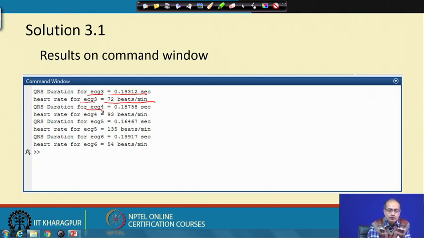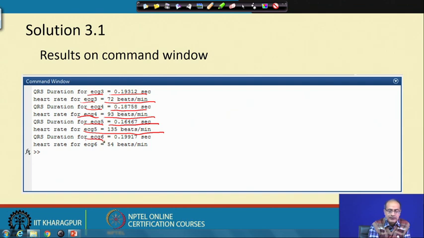For ECG 4, the QRS duration has reduced a bit, 0.18758. Corresponding to that, what is most surprising, the number of beats has increased, it has become 93 beats per minute. For ECG 5, the duration has further decreased, 0.16467 second, and the heart rate is abnormally high, 135 beats per minute.